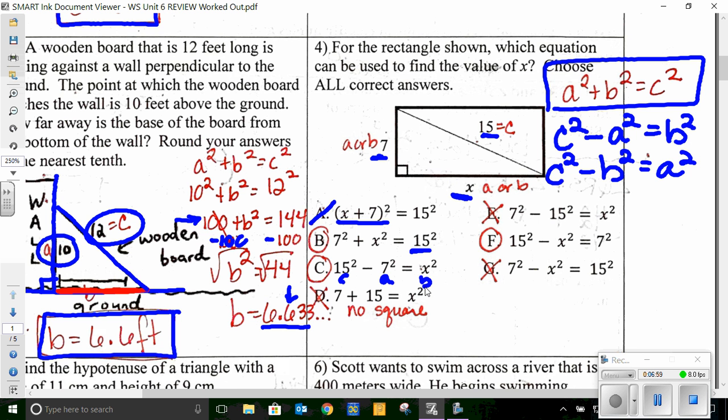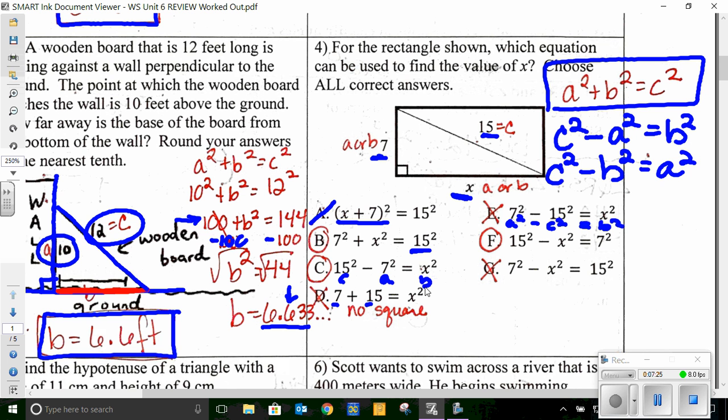So again, that works. This one here on D doesn't work because neither one of these are squared. The 7 and the 15, neither one are squared. On E, we have 7 squared minus 15 squared. Well, automatically, I know that's going to give me a negative number. I can't have a negative number for a measurement, so that's out. But also, that would be like saying the a squared minus the c squared is equal to the b squared, and that's not true, and that wouldn't work.